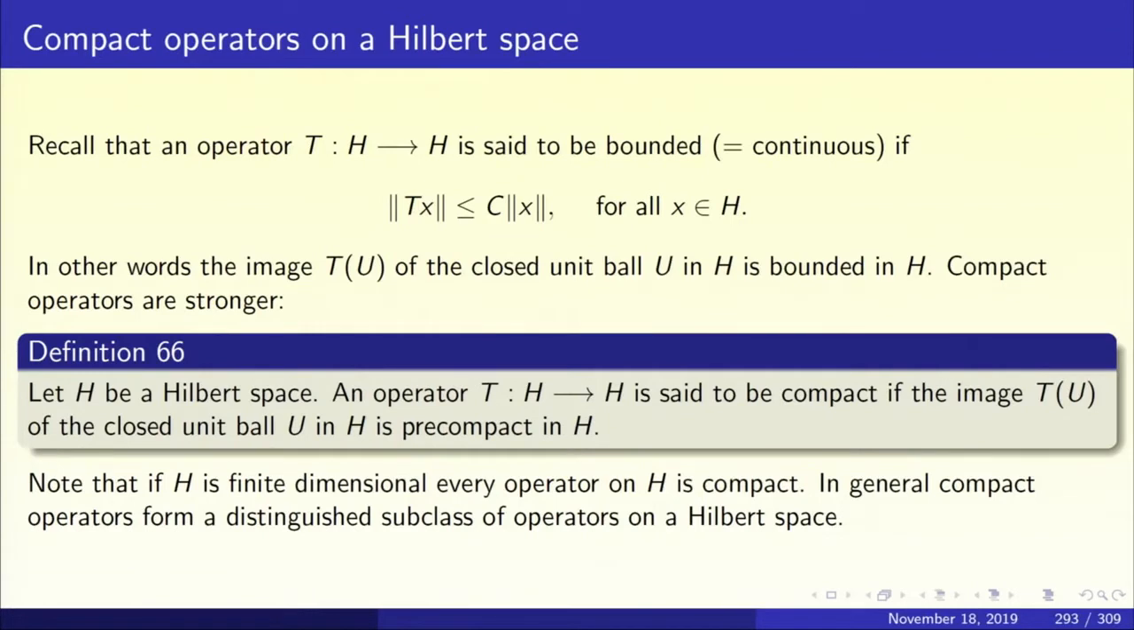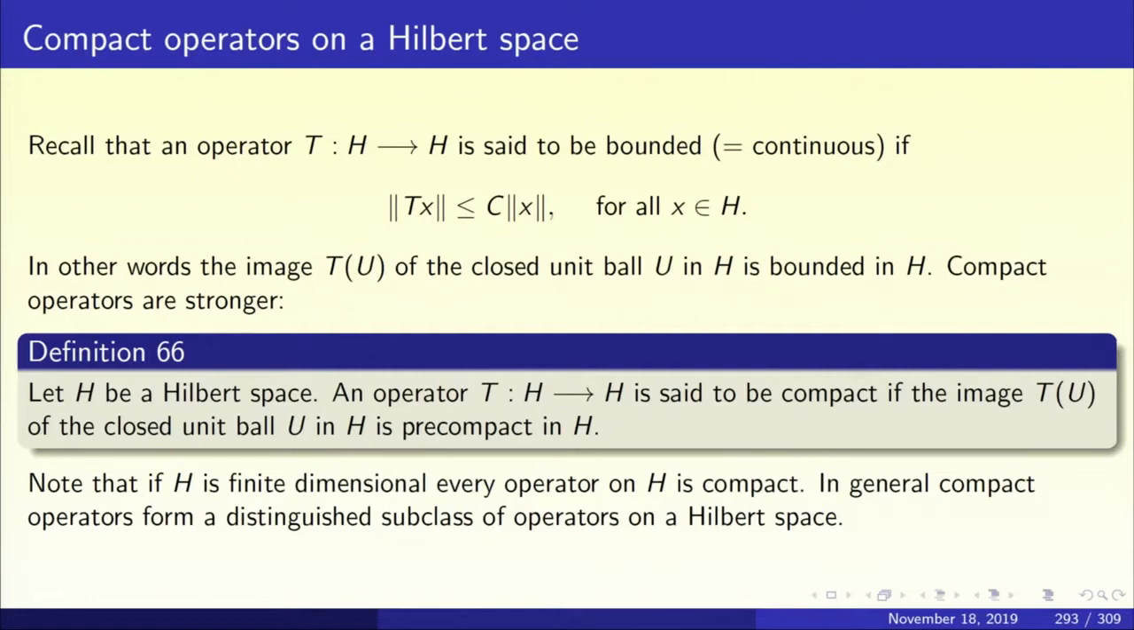When is a set in a metric space said to be pre-compact? A subset of a metric space is said to be pre-compact if its closure is compact. In other words, Tu bar is compact, and hence in particular Tu bar is closed. A compact set is closed and bounded. Therefore, Tu is bounded. So compact operators are also bounded automatically. So compact operators are stronger than bounded operators.